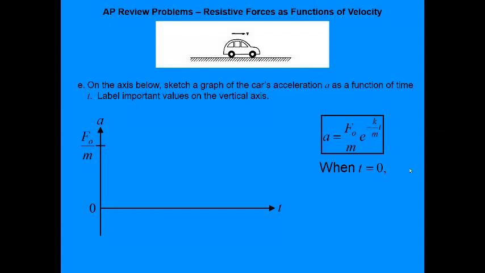So t equals 0, a equals F_0 over m. As t approaches infinity, a approaches 0. Here's our function again, and so it would look like that. Okay, so there's our equation. Again, you might be able to think your way through this without doing any calculus.